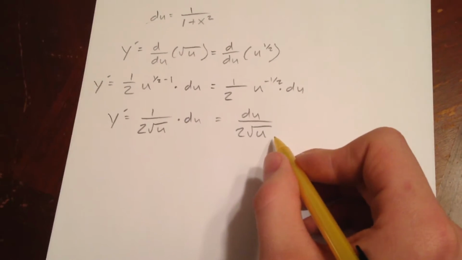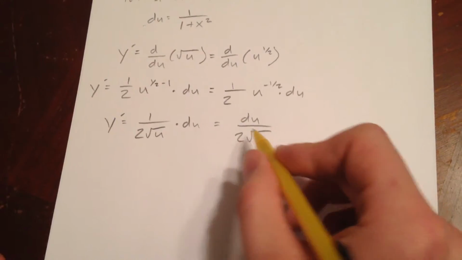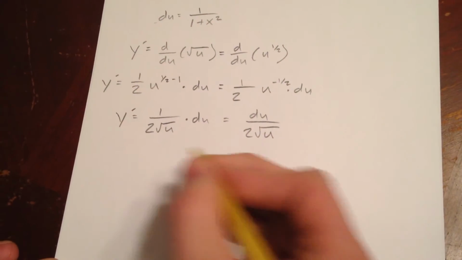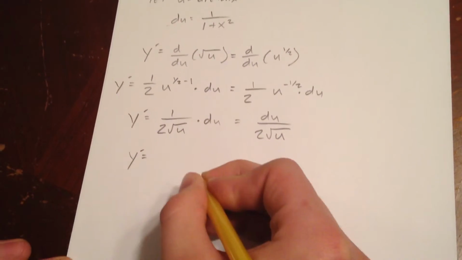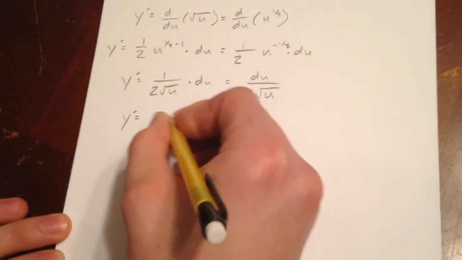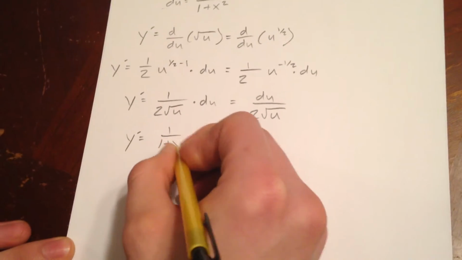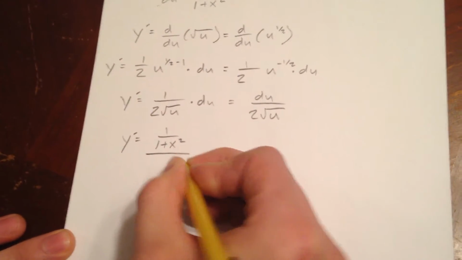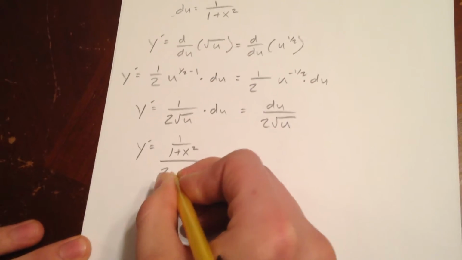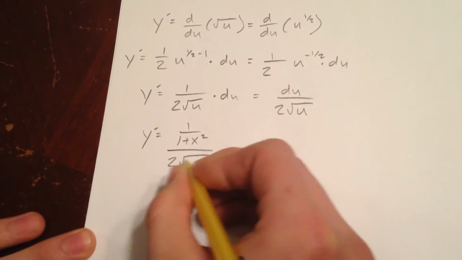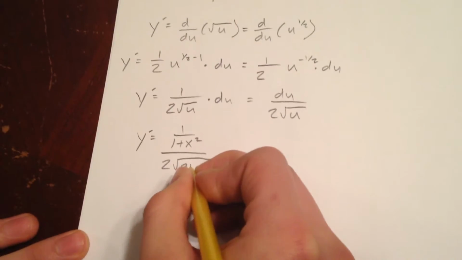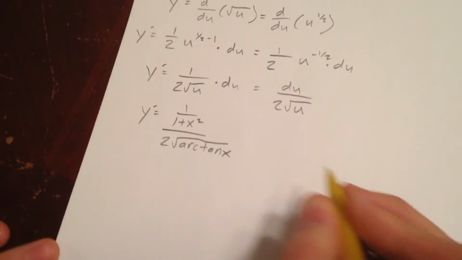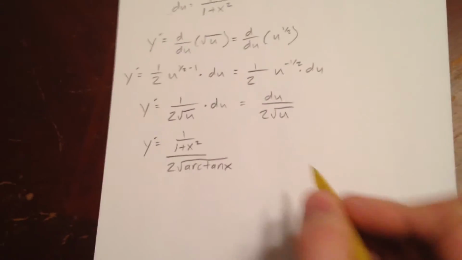Now that we have that and we took the derivative, we can substitute this back in as u, so y prime equals du is 1 over 1 plus x squared, and we're dividing by 2 times the square root. We're going to put the arctan of x back in for u. Which is kind of sloppy.